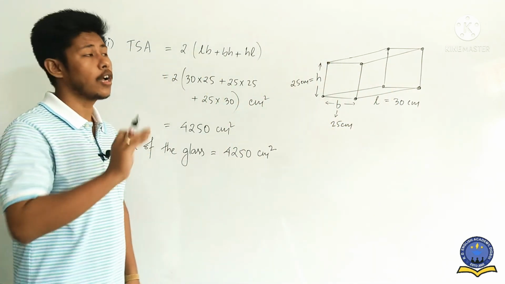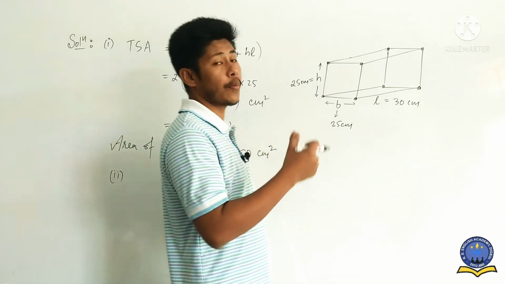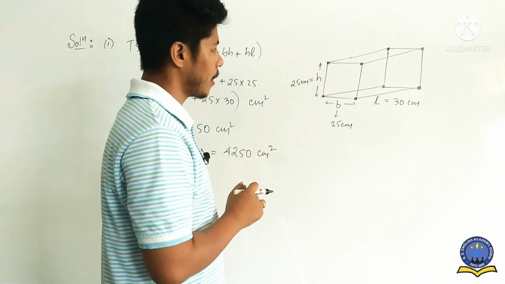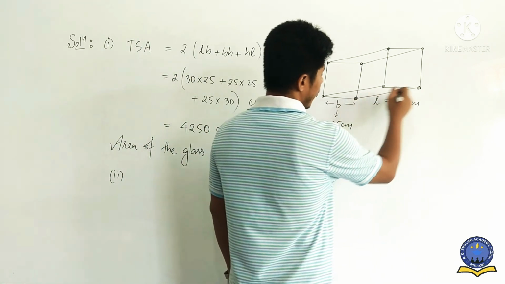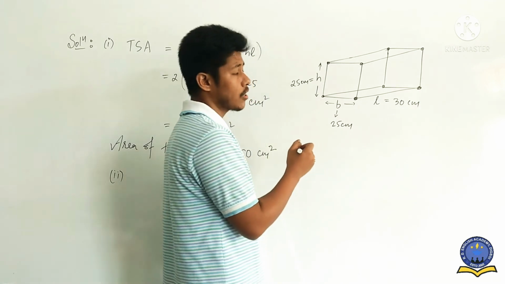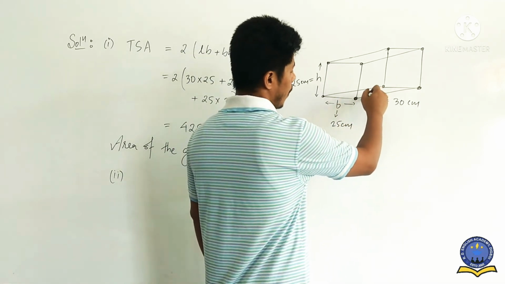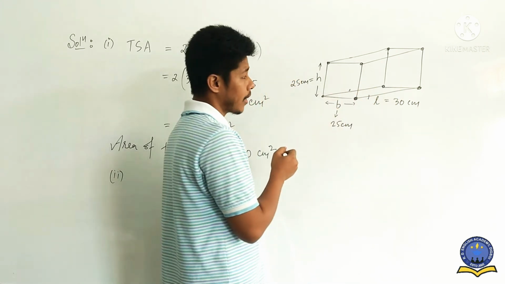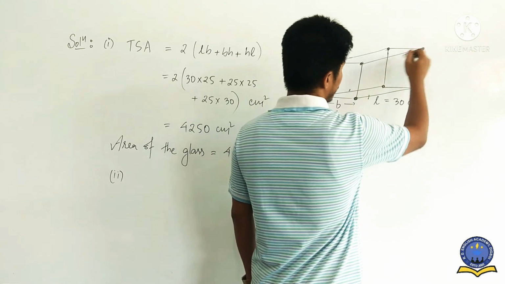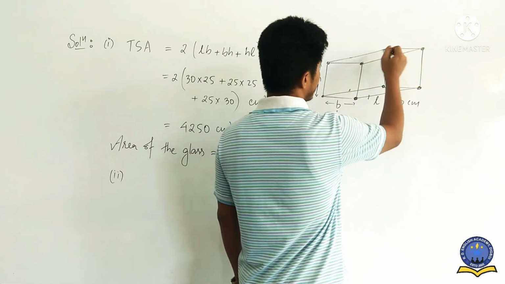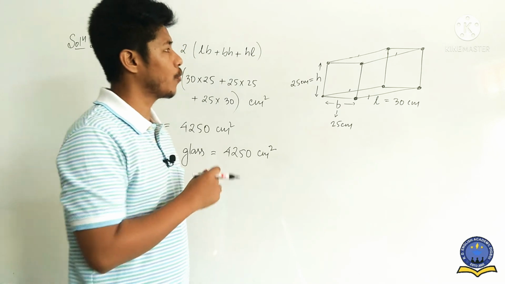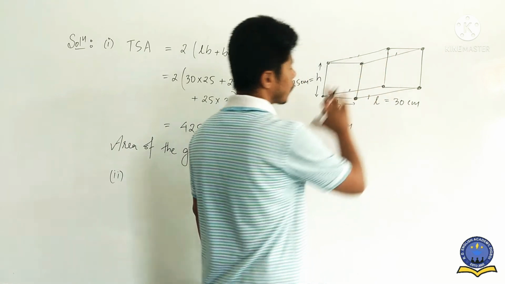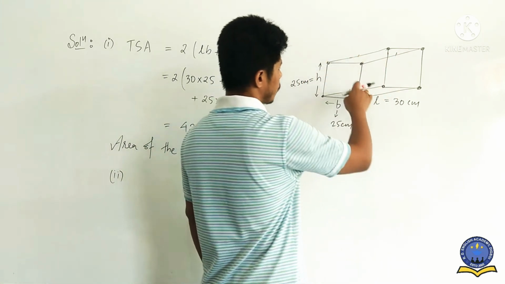Total how many edges are there? 12 edges are there. And how much tape is required? That means we need the length of these 12 edges. So if you see here, from this end to this end, this one is the length. So how many lengths are there? One, first length, then from here to here, the same length, 30 centimeter, second one. From this end point to this end point, the third length, and from this end point to this end, fourth length. So total 4 lengths. In this way, breadth 1, 2, 3, 4, and height 1, 2, 3, 4.